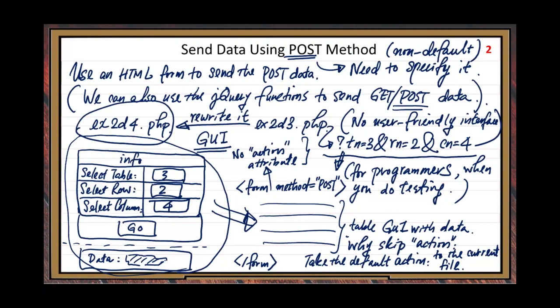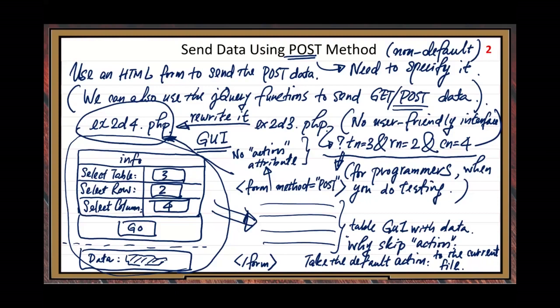ex2d4.php. So when you submit it, you submit all your data to this current file. The current file, we use it to extract data from the HTTP request object.